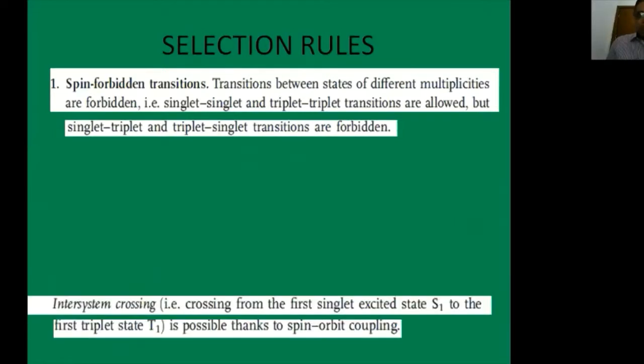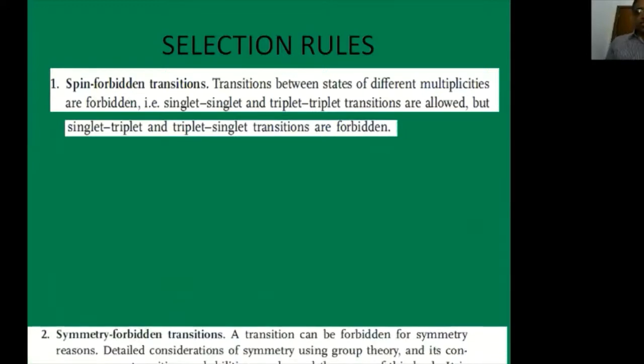Now, these spin forbidden transitions are possible in the case of intersystem crossing. This is happening because of the spin-orbit coupling. You should also understand that.